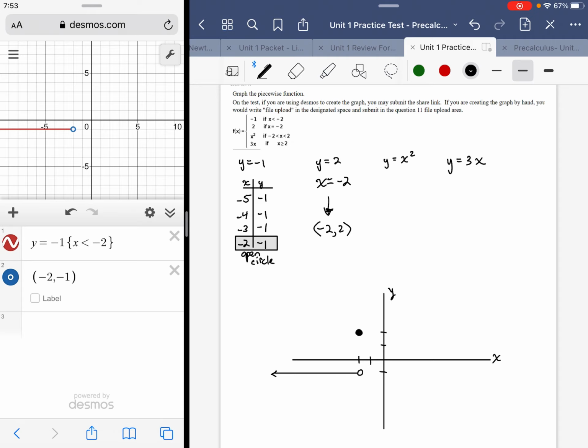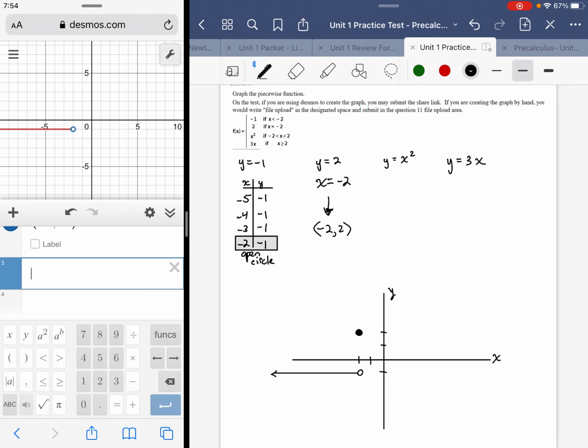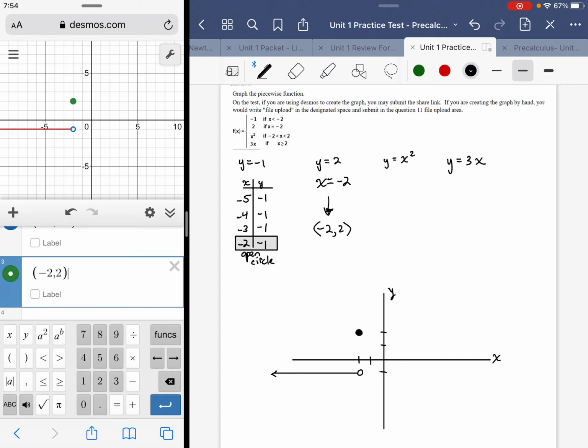I knew I was off with my first equation because it would have failed the horizontal line test. I'm sorry, horizontal line. It's getting late. Vertical line test. I was thinking of something else, obviously. So then I would just plot negative 2, 2, because it's just a point. Again, color doesn't matter.